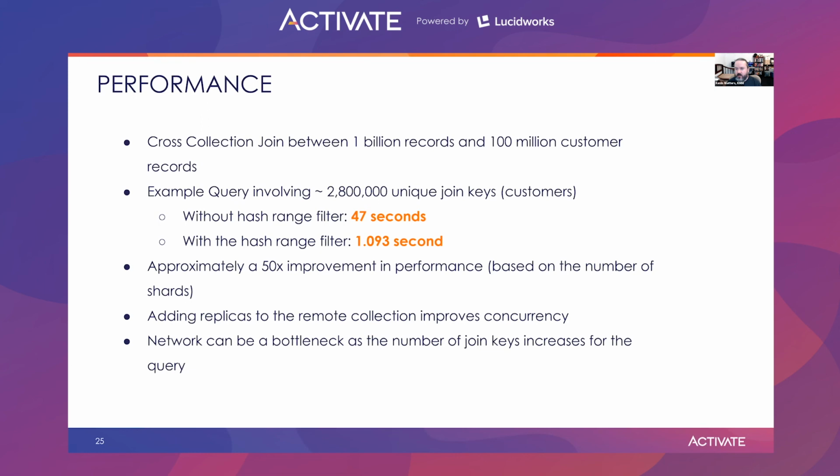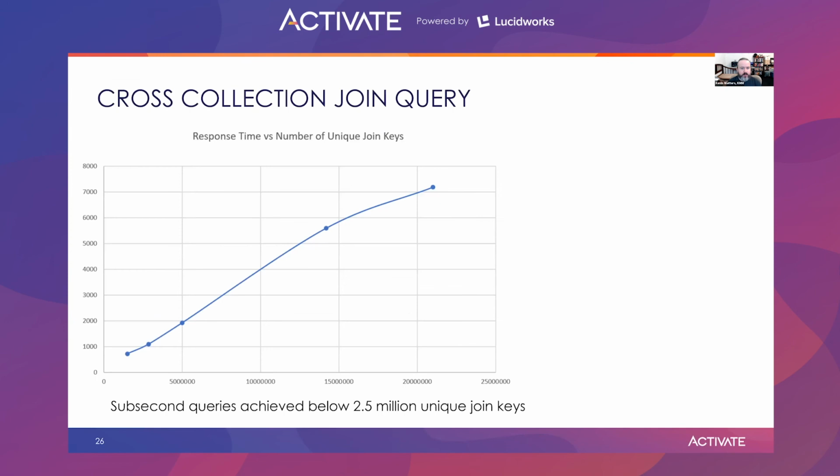One of the neat things that we did is we actually looked at what performance of this looks like at scale. And it's really driven by the number of unique join keys that are going to be participating in the query, and it's roughly linear. So in terms of search response time, anywhere under about 2.5 million unique join keys, your queries are going to come back. Uncached queries will come back in roughly less than a second, which is pretty impressive. At least I think it is. I was kind of blown away by these numbers when we were looking at them.